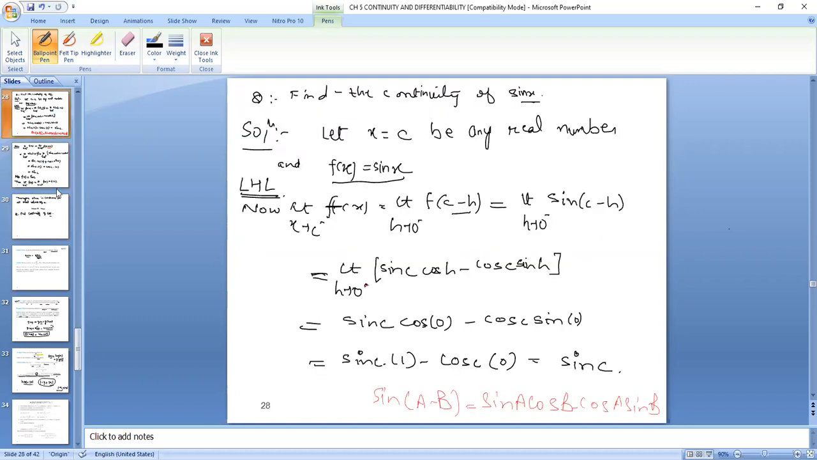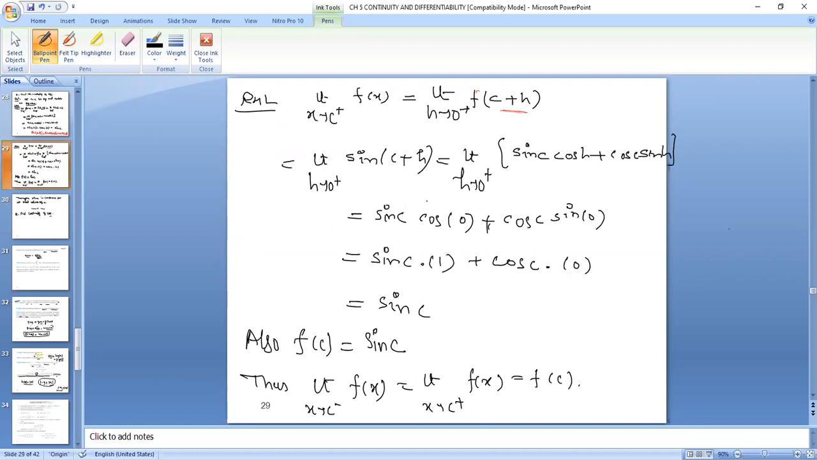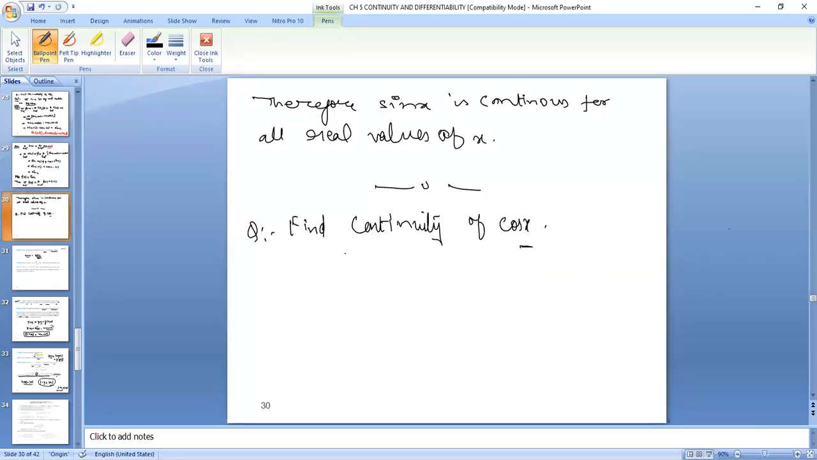You will find the left hand limit. You will find the right hand limit. Then you will find the value at the function. And then you will find that the function cos x is continuous. So this is practice for yourself. Okay, you will do it yourself.